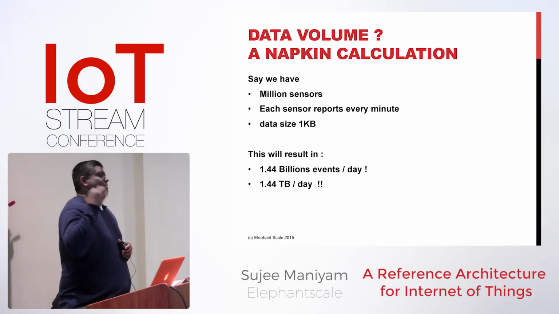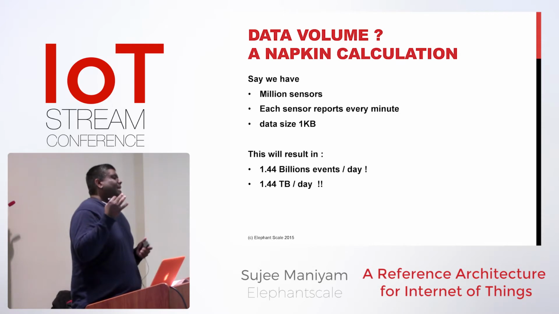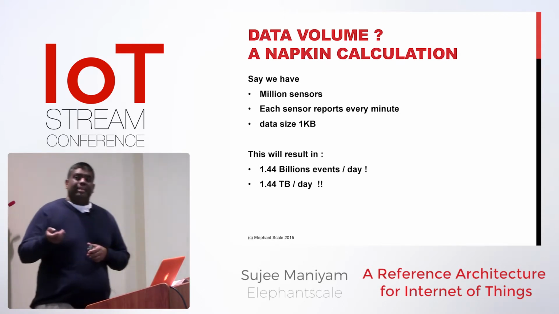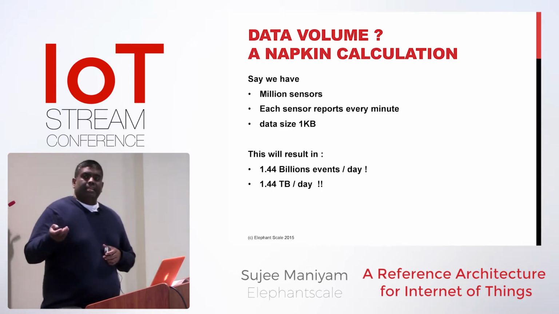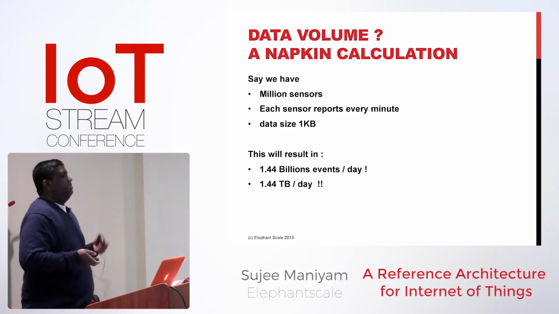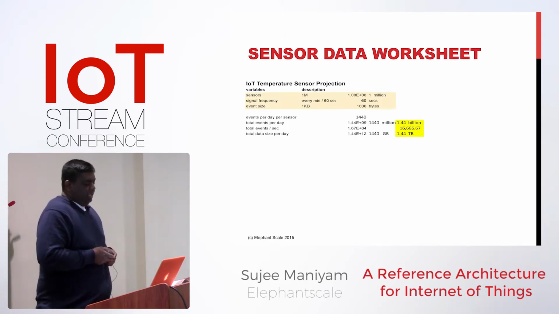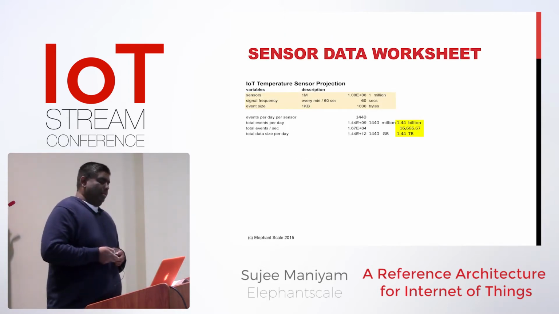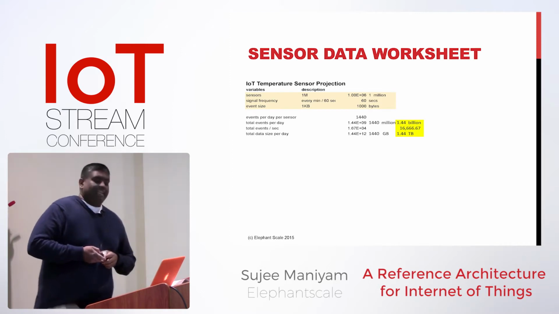When I ran these numbers in my little calculator, I thought I was getting some sort of a rounding error. Then I went to Excel and tried it out and said, you know what, yeah, this is really correct. So you are going to get 1+ billion events a day, and your data size is going to be 1+ terabytes a day. Just a modest use of sensors. And this is the Excel spreadsheet to prove it. I'm not making this up.